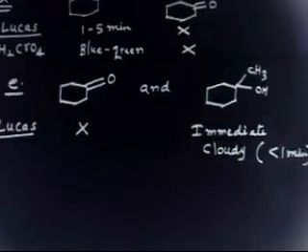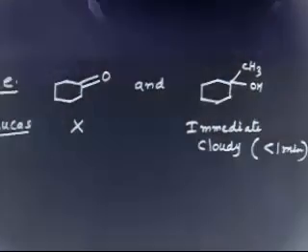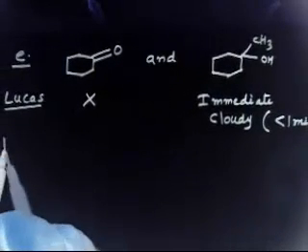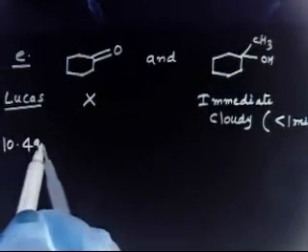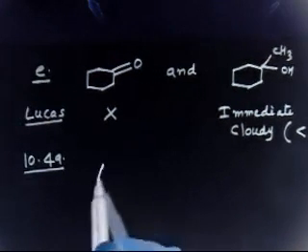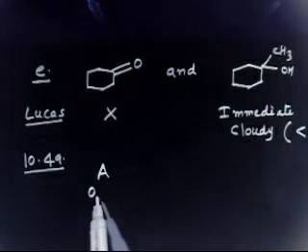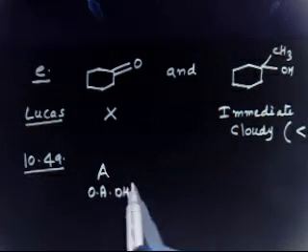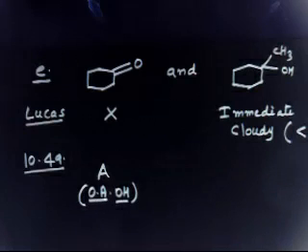Okay, let us discuss the next question. So this is 10.49. This is a roadmap kind of problem. You have to define A, B, C, D. It says compound A is optically active alcohol. So compound A is an optically active alcohol.